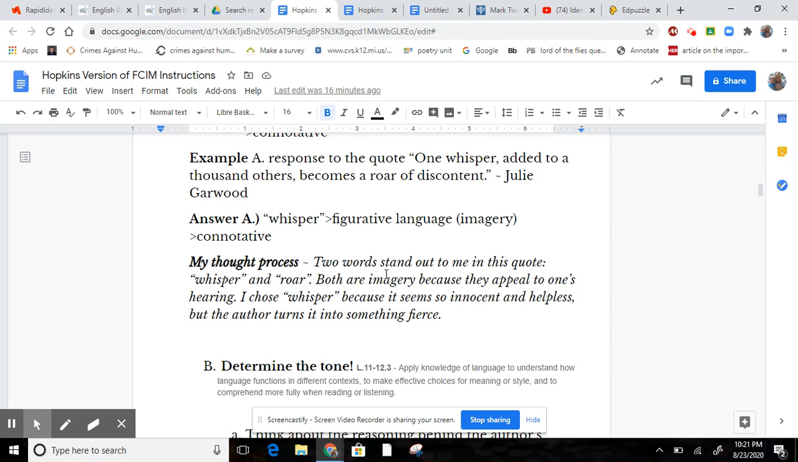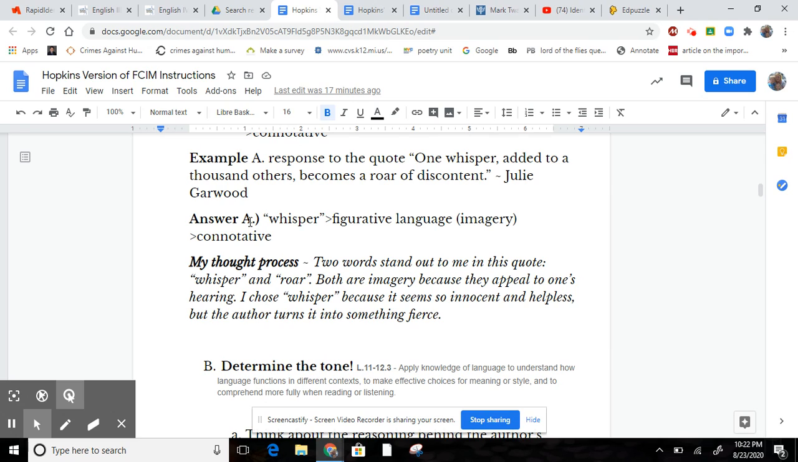So 2 words stood out to me in this quote, whisper and roar. Both are examples of imagery because they appeal to one's hearing. So that's the type of figurative language that's being used. I chose whisper because it seems so innocent and helpless, but the author turns it into something fierce. So the feelings that you attach to the word whisper would be that connotative meaning.